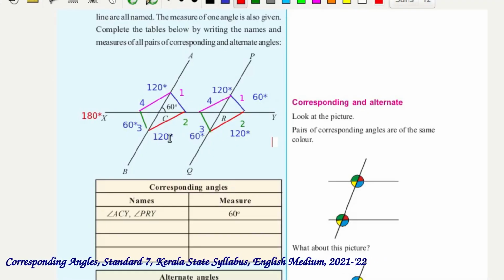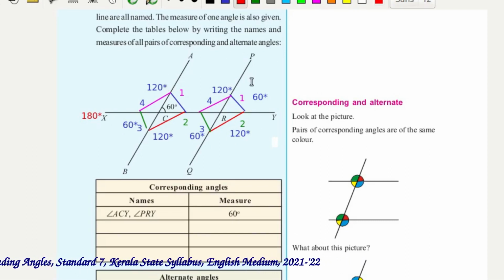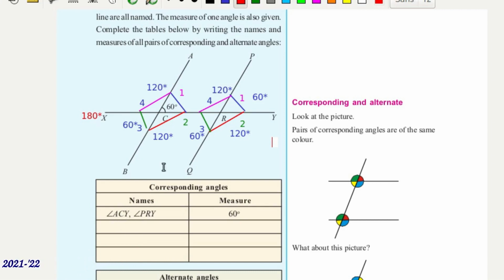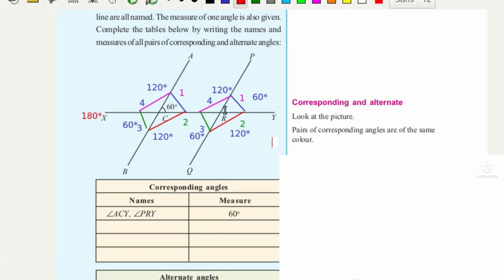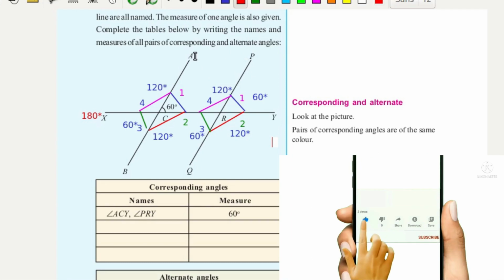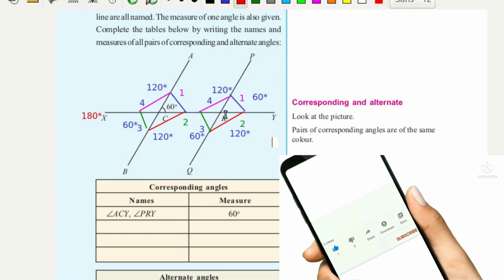This is your maths textbook, page 25. Let's complete this table. Here, the first one is written for you. Look at this: angle ACY and angle PRY.